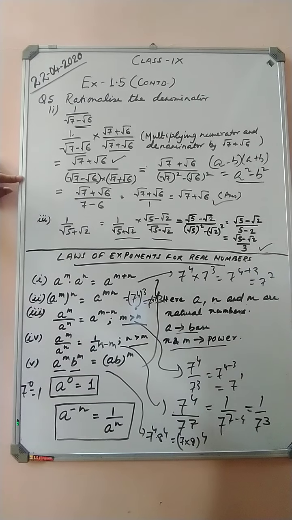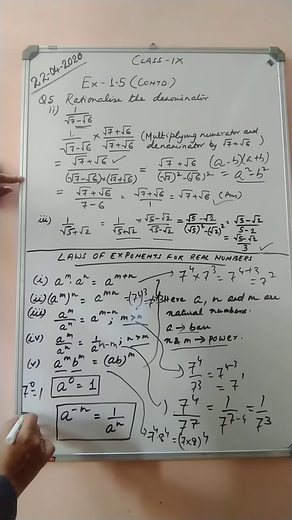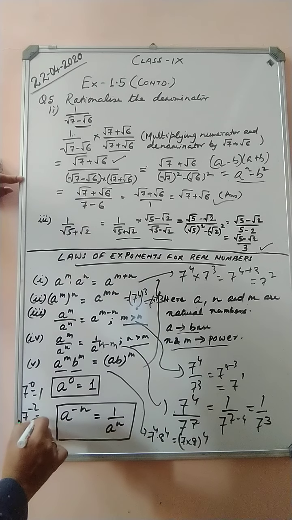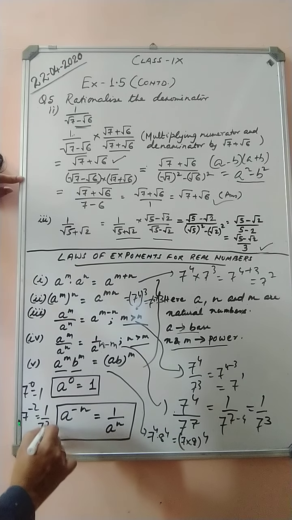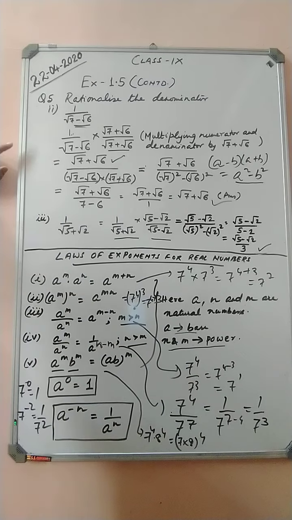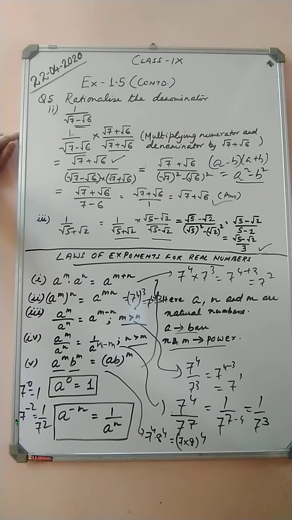Then a to the power minus n equals 1 by a to the power n. If you take 7 to the power minus 2, it will be 1 by 7 to the power 2. So this is all about the laws of exponents for real numbers. In the next video we will be going through exercise 1.6. Thank you.